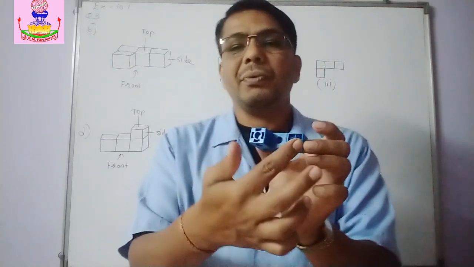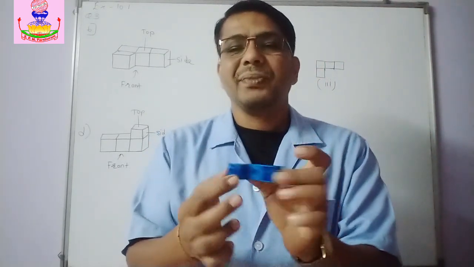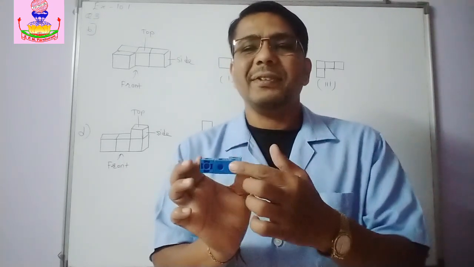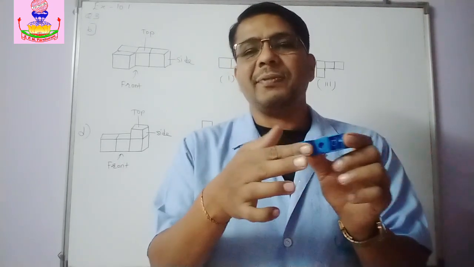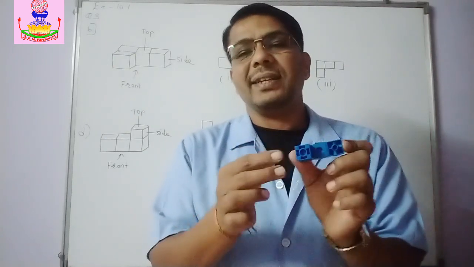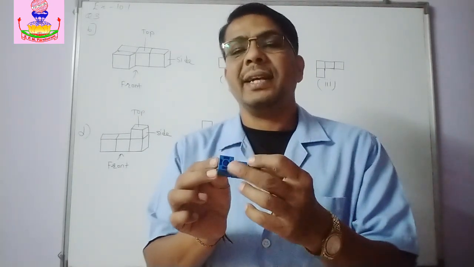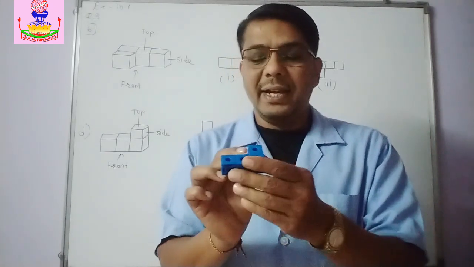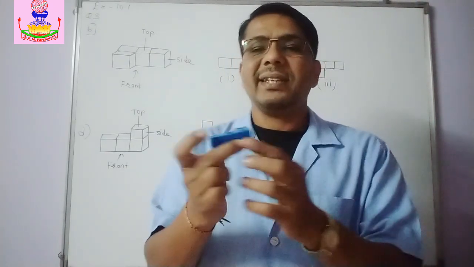So front view 1, 2 and 3. So like this, suppose if I say this is 3, so this is the front view. For B, this is the front view. So all three are in a line. You can see 1, 2 and 3. Okay, this is the top view, and this is the side view.